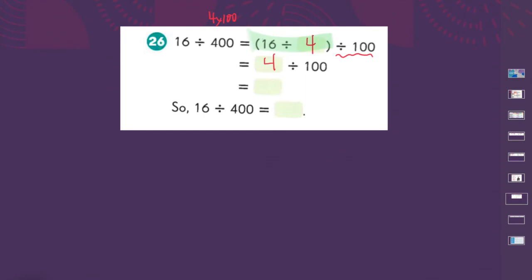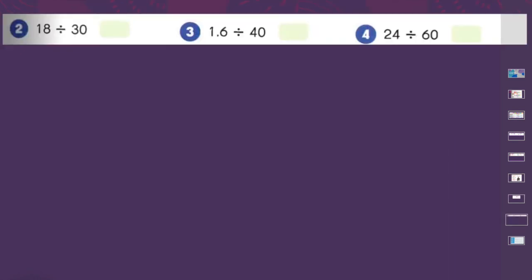And so 4 divided by 100, well, we know that when we divide by 100, the decimal point is going to move to the left twice, right? 10 times 10 is 100. Or you could look and see we have 2 zeros in 100. So we know we're going to move our decimal point to the left 1, 2, plant our decimal point, fill in the blank spot with 0. And so we have 4 hundredths. So 16 divided by 400 is 4 hundredths.